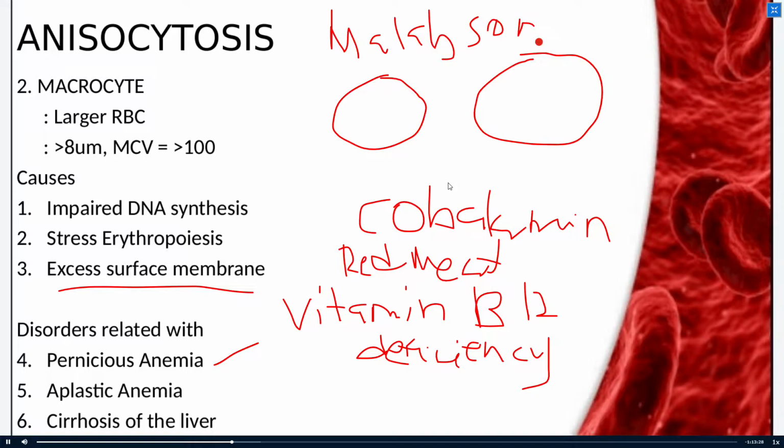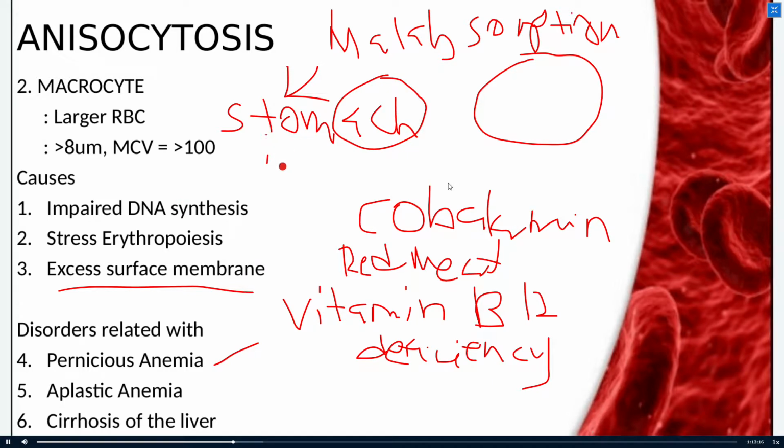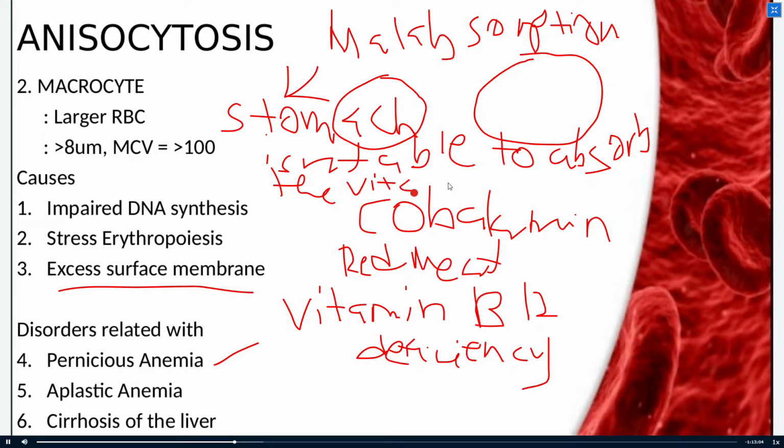Malabsorption. When you say malabsorption, class, your stomach isn't able to absorb vitamin B12. And another one would be your malnutrition. Class, may tanong ako. What type of people do not eat red meat? Anong tawag mo sa kanila?